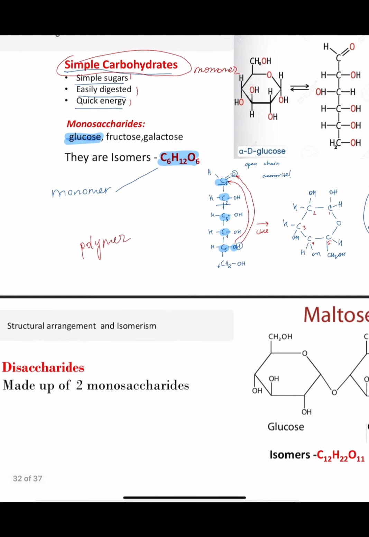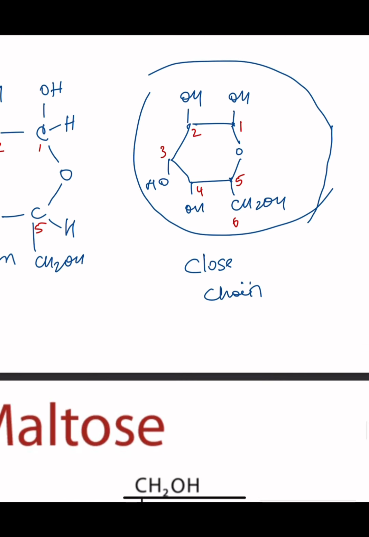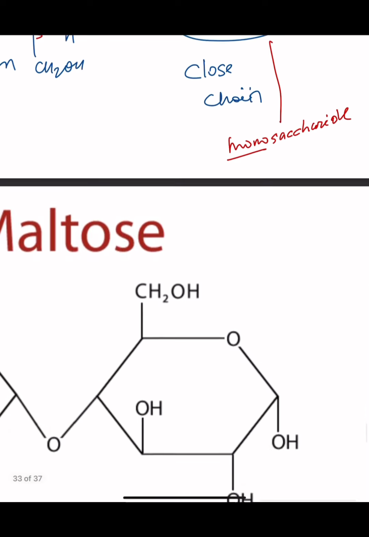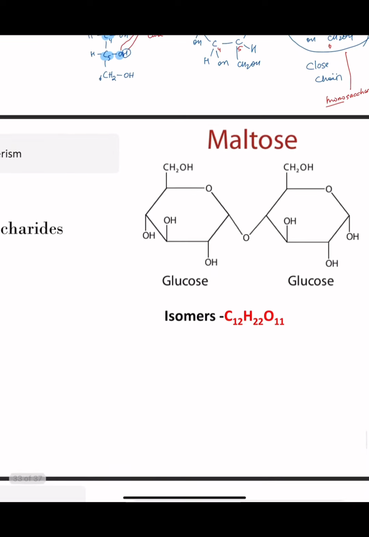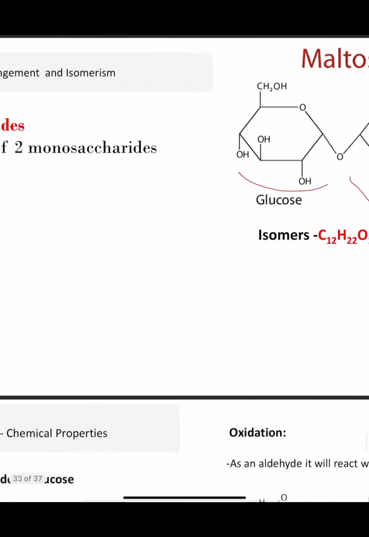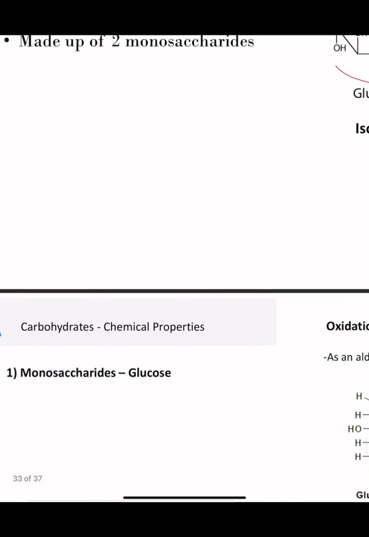Now we call one glucose cycle like this monosaccharide, meaning there is only one, right? Only one glucose in here. What if I have two of them? You see, now this is a disaccharide. And I'm gonna show you how we make the disaccharide.